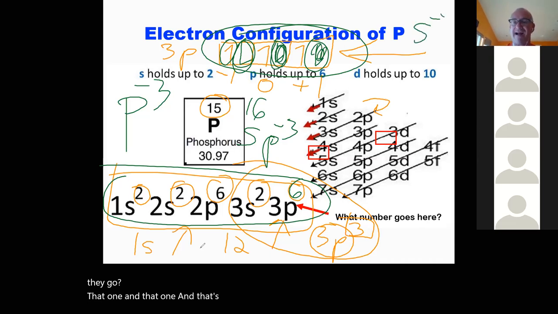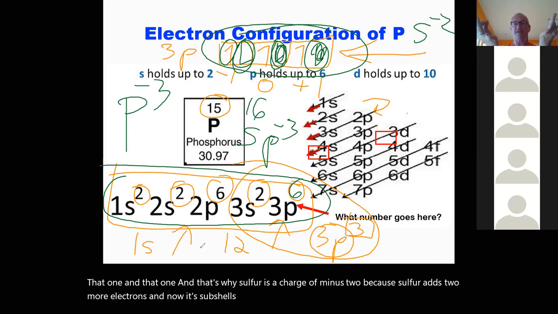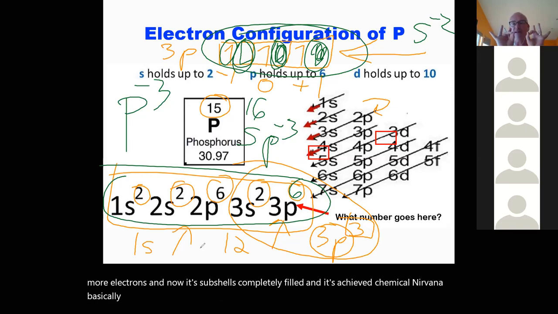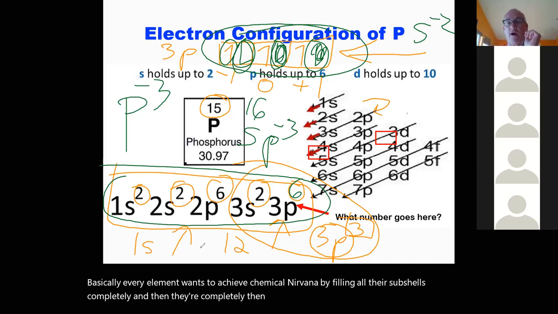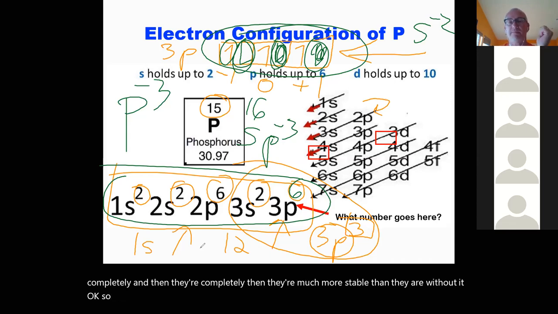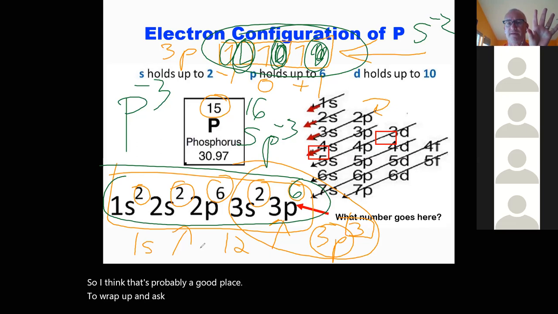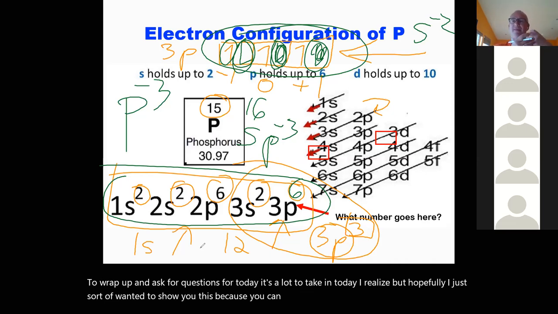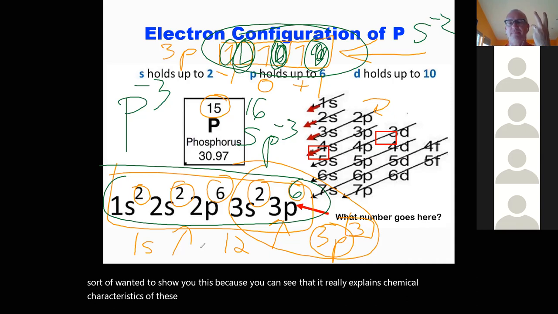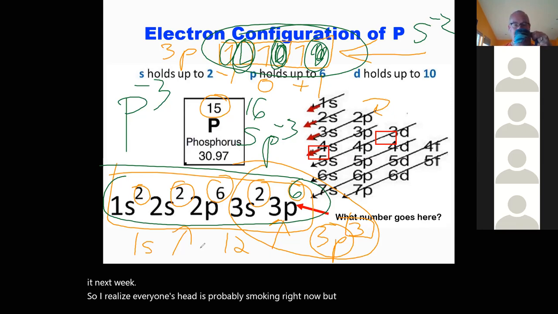And that's why sulfur has a charge of -2, because sulfur adds 2 more electrons, and now its subshells are completely filled, and it's achieved chemical nirvana. Basically, every element wants to achieve chemical nirvana by filling all their subshells completely. And then they're much more stable than they are without it. Okay? So I think that's probably a good place to wrap up and ask for questions for today. It's a lot to take in today, I realize. But hopefully, I just sort of wanted to show you this, because you can see that it really explains chemical characteristics of these elements, in a very elegant way, I think. So we'll spend a lot more time on it next week. So I realize everyone's head is probably smoking right now, but yeah, who's got some questions?